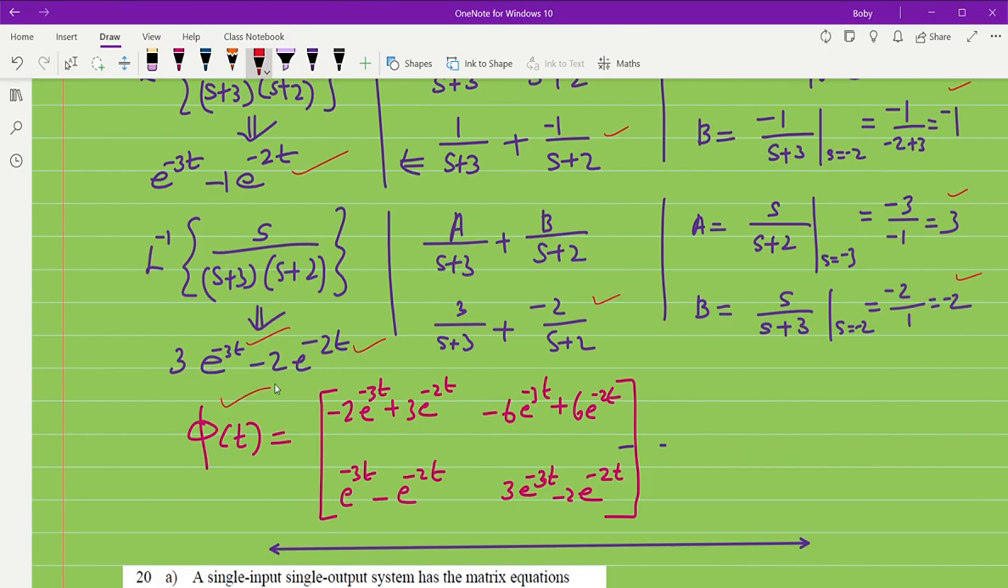So phi of t, with the inverse Laplace transforms of the 4 functions, you can put it this way: minus 2 e raised to minus 3t plus 3 into e raised to minus 2t, minus 6 into e raised to minus 3t plus 6 into e raised to minus 2t, e raised to minus 3t minus e raised to minus 2t, 3 into e raised to minus 3t minus 2 into e raised to minus 2t. Correspondingly, you have to put all these functions' inverse Laplace transforms. So this is phi of t, that is the state transition matrix. This is how we need to find the state transition matrix.